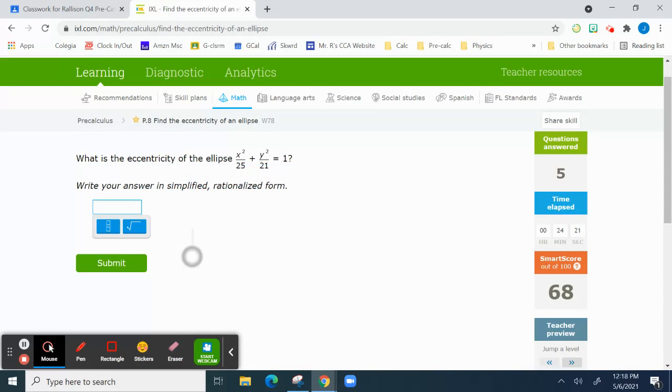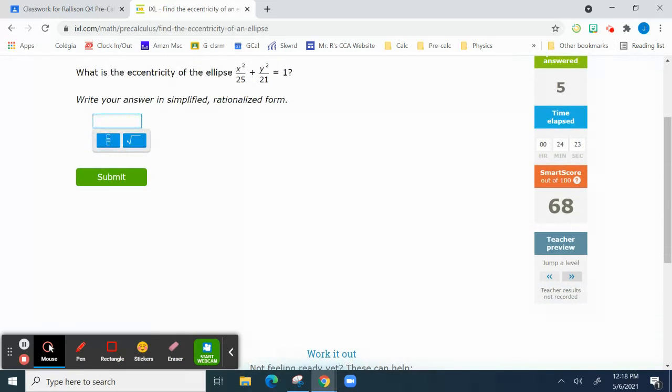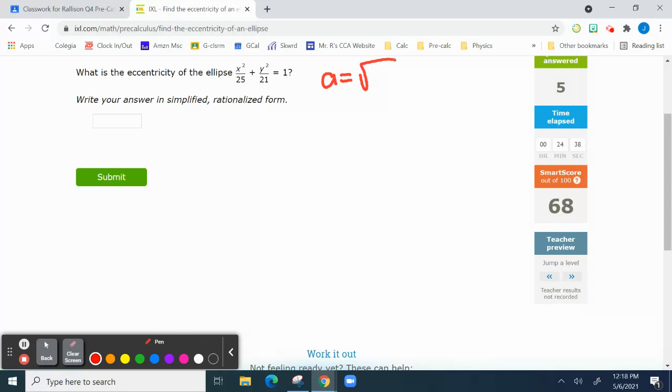Oh, there we go. Look at that. Okay, good. Excellent. So now, what is the eccentricity of this ellipse? So we've got an A and a B in there already, right? A is the longer one. So A equals what? The square root of whatever's under the longer one. So square root of 25. So A equals 5.